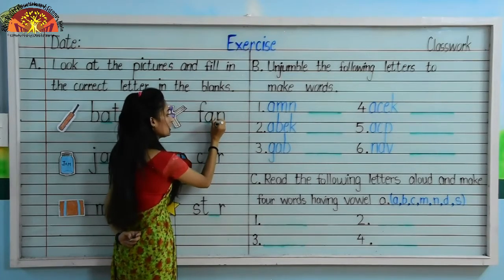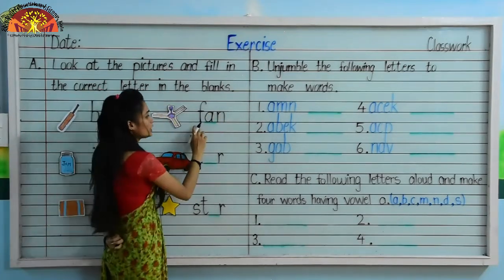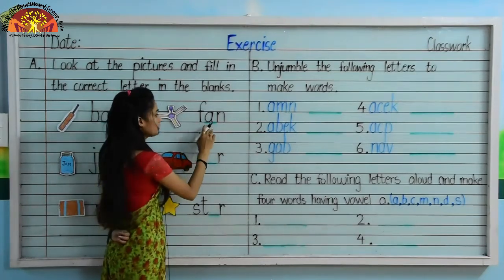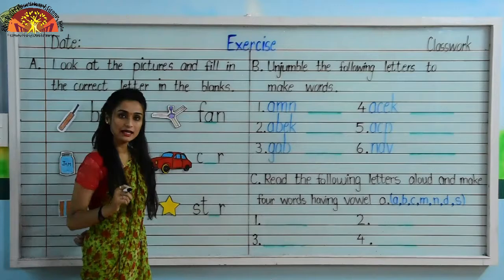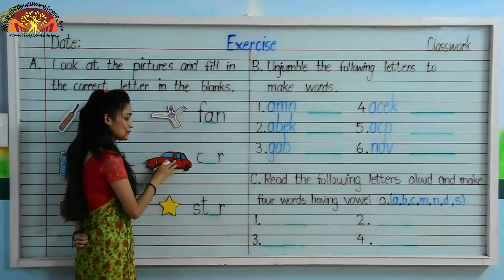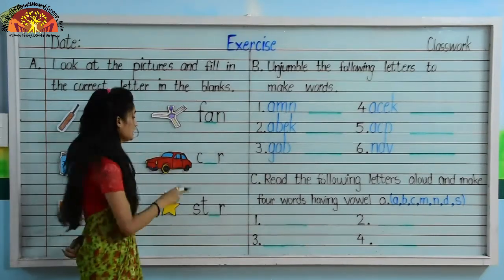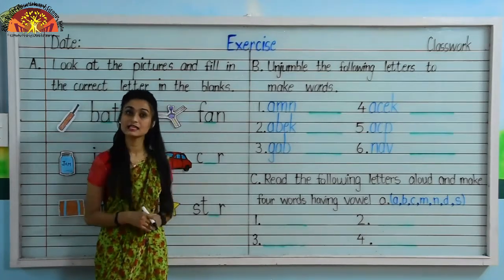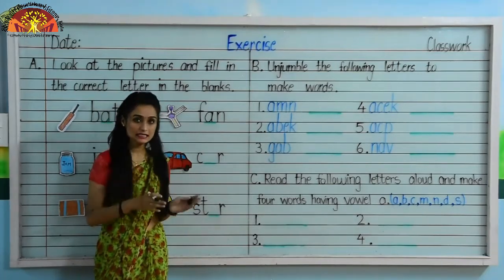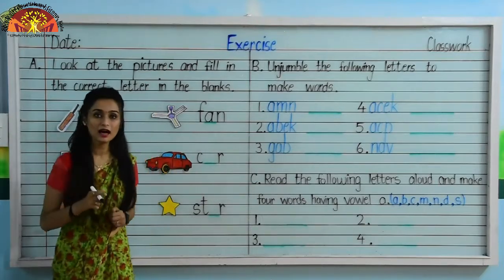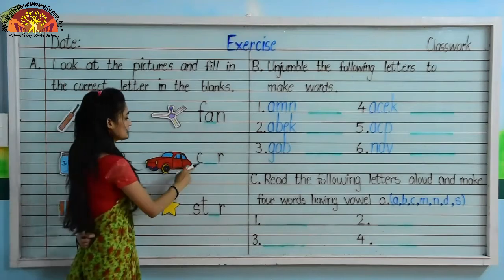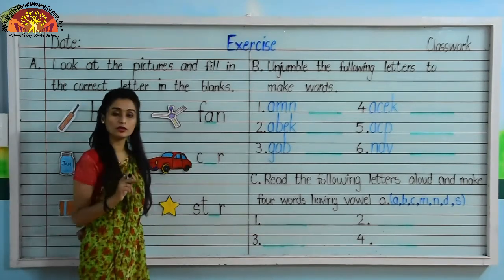Like this. Okay. So our spelling is F-A-N. Fan. Very good. Our next picture is of a car. This is a car. And what is the spelling of car, kids? The spelling of car is C-A-R. Car. So here C and R are already written.